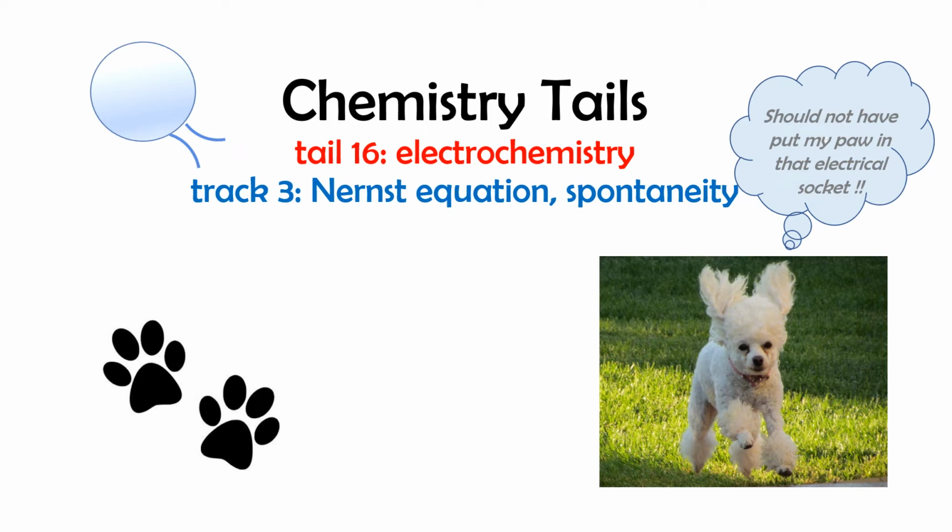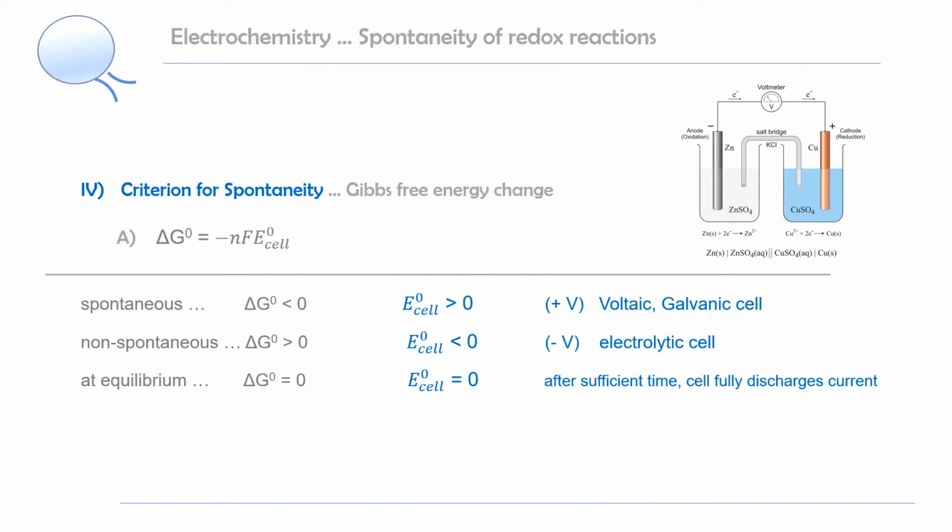This is Tale 16 on electrochemistry. We are on track 3, using the Nernst equation when our redox process does not occur under standard conditions, and also predicting the spontaneity of our redox reaction. The first thing we want to give consideration to is the spontaneity of redox reactions.